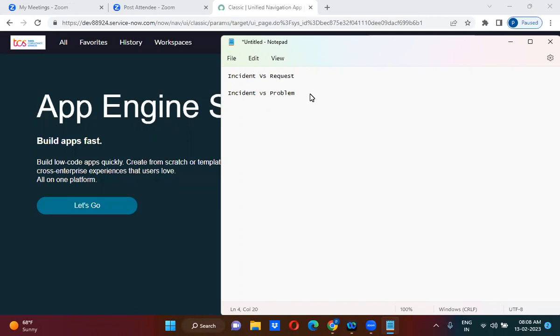So here, incident is something where if there is an interruption in the service, then we call it an incident. Problem is something where if something is breaking every now and then, that is actually called a problem. That is nothing but if an incident is repeatedly happening, that is also called a problem. Okay.